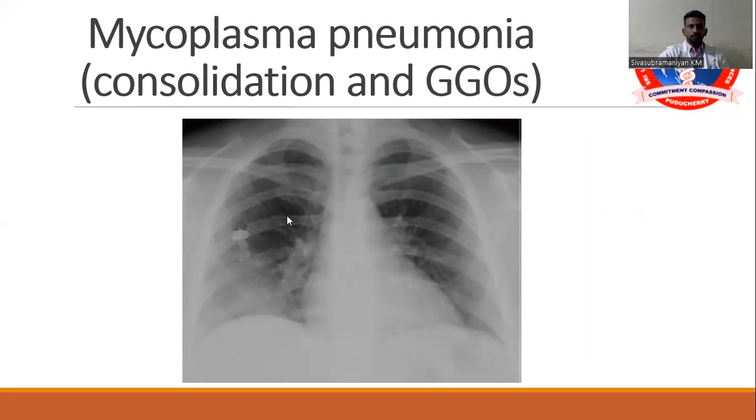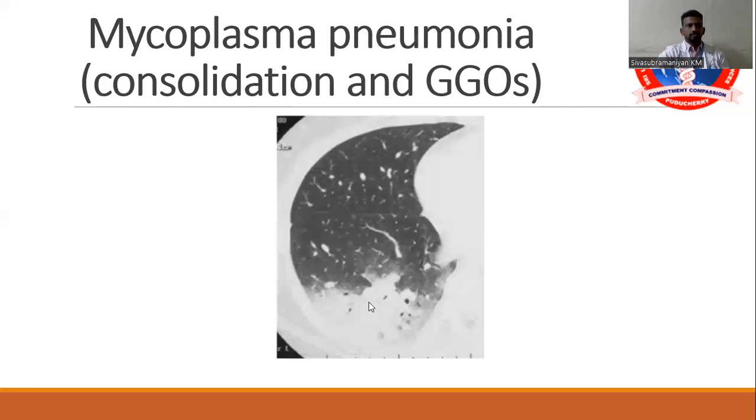Then you have the atypical pneumonias caused by the mycoplasma pneumonia, where you have a patchy area of consolidation in the right lower lobe, and you also have hazy areas of ground glass opacities, and you can see that in the right mid and lower zones of the lung. And this is the corresponding CT thorax image showing hazy opacity in the dependent portion of the right lower lobe of lung, and here you can see the oblique fissure.